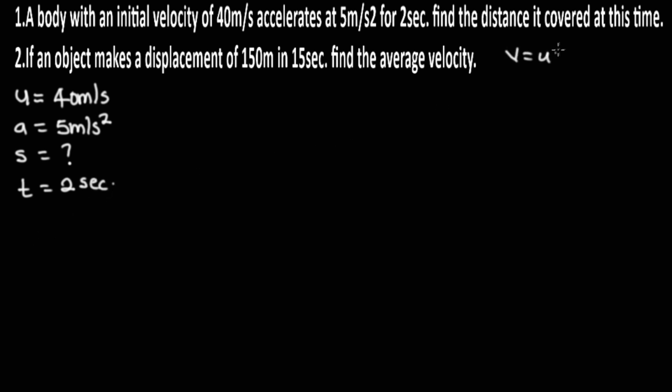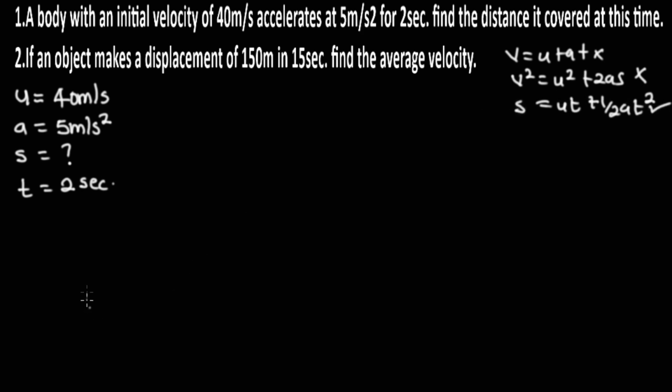We have v is equals to u plus at. We look at v square is equals to u square plus 2as. We look at s is equals to ut plus half at square. Now we look at it. There is no s here, so this one cannot work. There is no t here, there is no time here, so this one cannot work. But here there is s, there is t, there is u, and there is a. So the third equation can work. The second equation of motion can work.